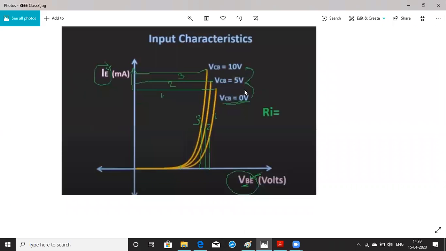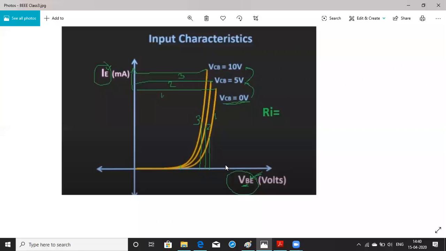These are the input characteristics, considering the x-axis as VBE and the y-axis as IE. This current is in terms of milliamperes, right? Only the base current will be in terms of microamperes. The emitter current as well as the collector current will always be in terms of milliamperes, because the base current will be very, very less as the base has a very narrow width. For that reason, you will get a very small amount of current. But emitter current and collector current will always be in terms of milliamperes.